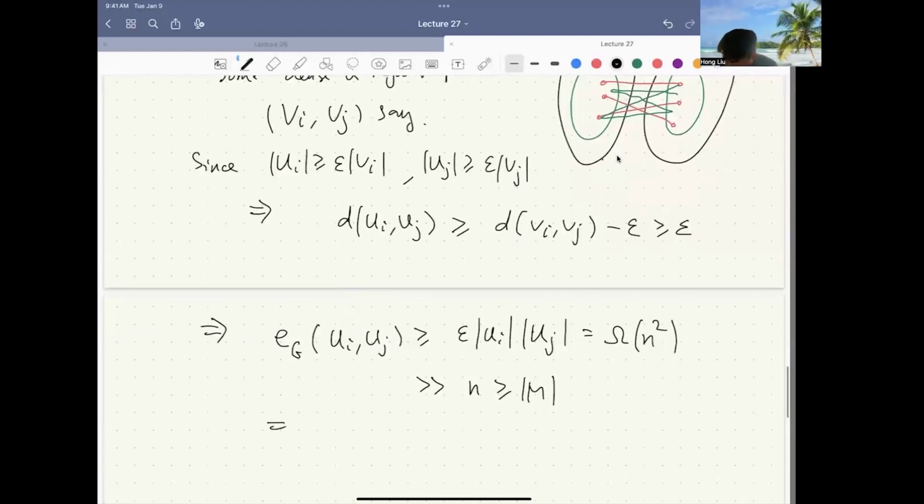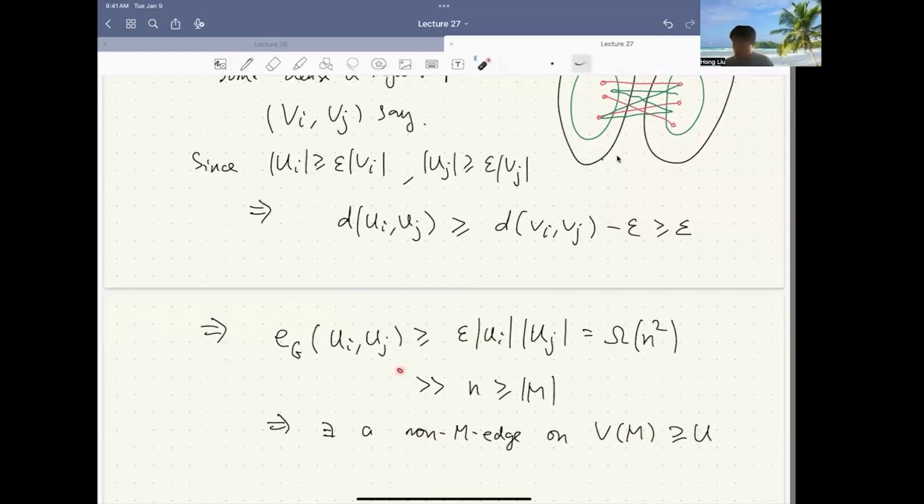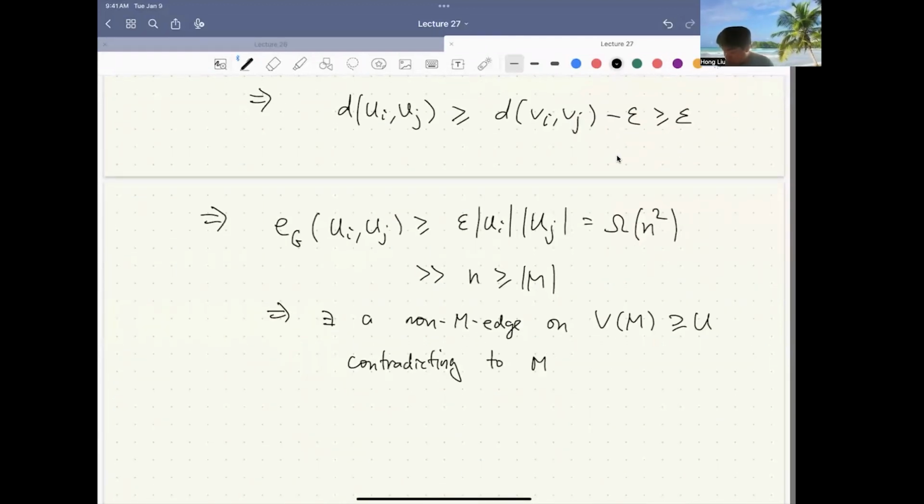This means there exists an M edge on Vm, because Vm contains the set U, which contains this Ui Uj, a contradiction. Contradicting M being an induced matching.